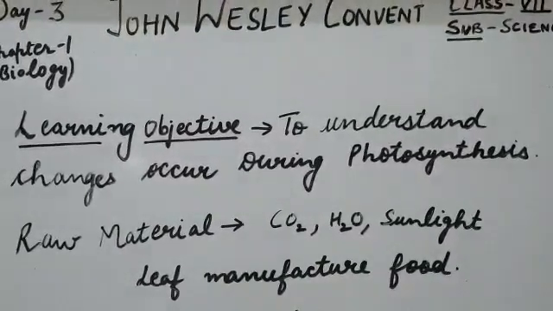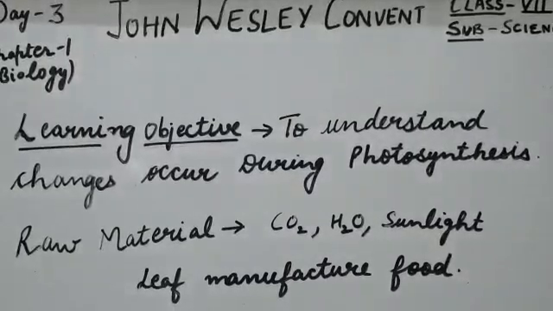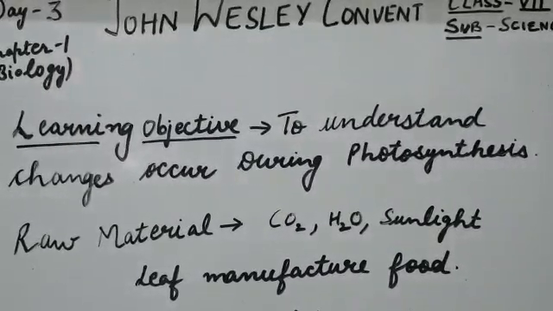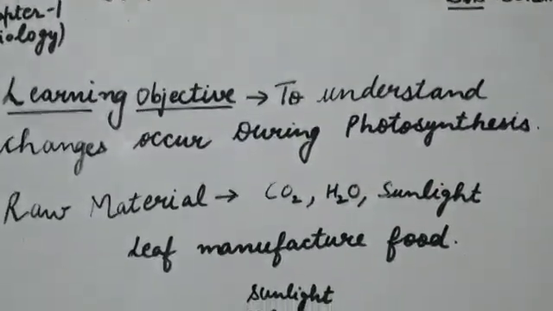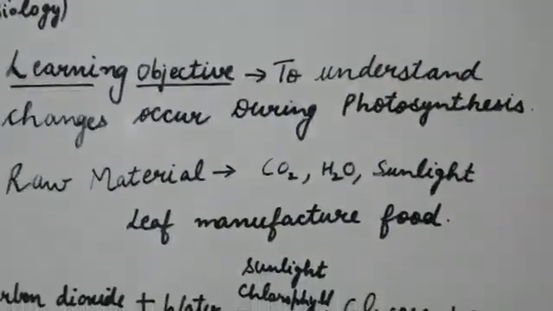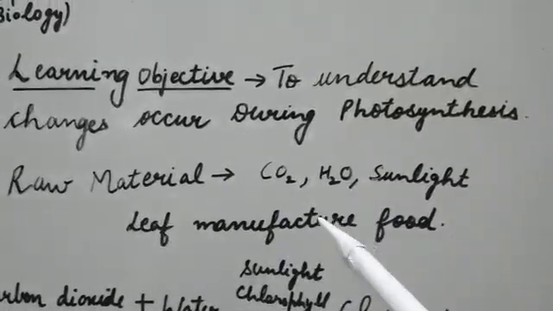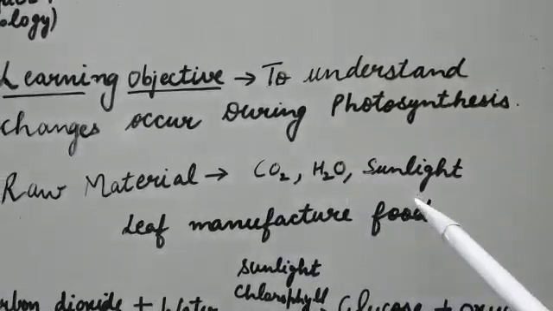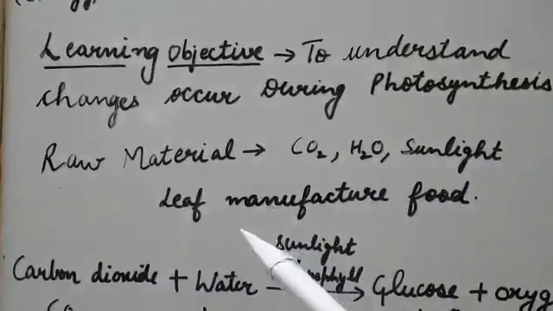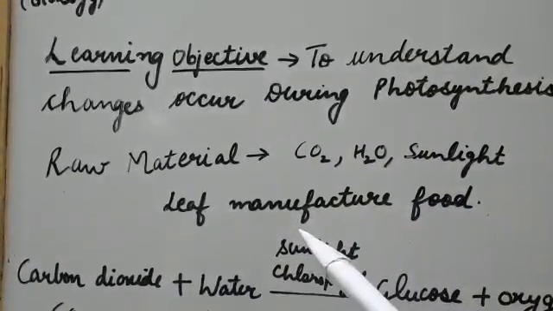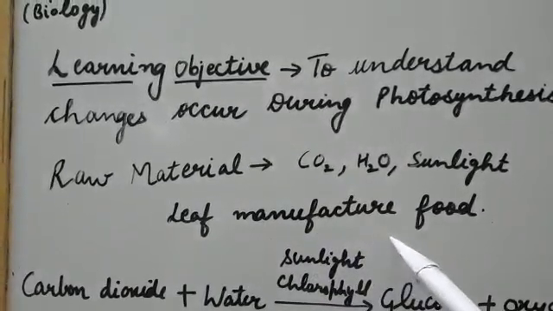Today, we'll see the chemical reactions, means the chemical changes that occur during this process, photosynthesis. As we discussed, the raw materials needed for photosynthesis are carbon dioxide, water, sunlight, chlorophyll. Leaf is called the food factory of the plant, means leaf manufactures the food.